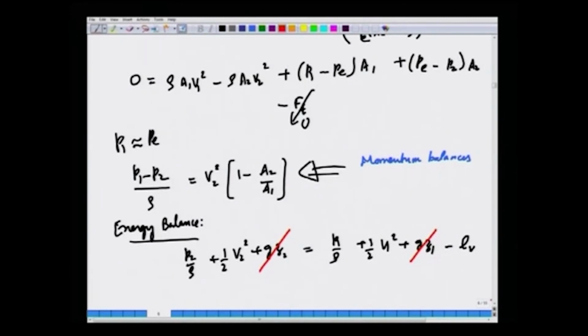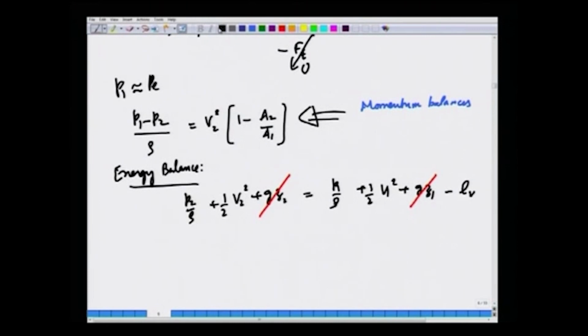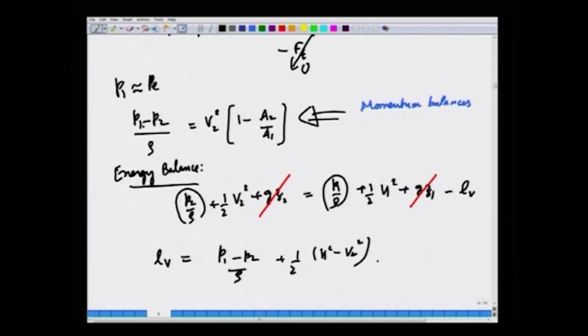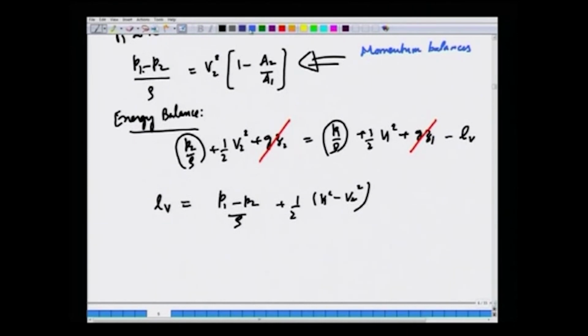Then we have to substitute for P2 minus P1 from the momentum balance to get an expression for viscous loss. So, you have P2 by rho minus P1 by rho, which is obtained from the momentum balance. After substituting that here, we get an expression for viscous loss, which is P1 minus P2 by rho plus half V1 square minus V2 square. Here I have not substituted P1 minus P2, so instead of this P1 minus P2, we have to essentially substitute that.